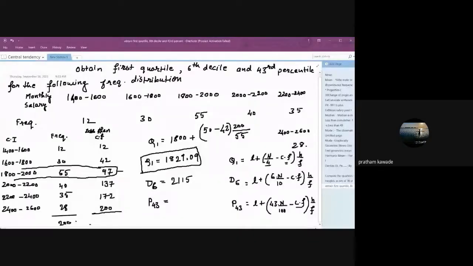Pratham, have you got it or not? Yes, sir. It is 1958.4. 1958. Yes. 1810. Sir, I got 1960. Yes, sir. 1960 is the correct answer. Please check your calculation, others.